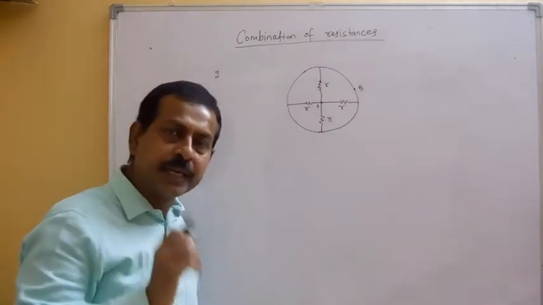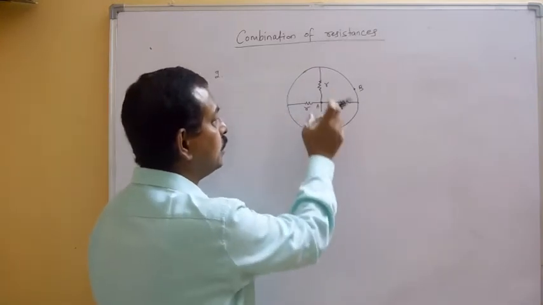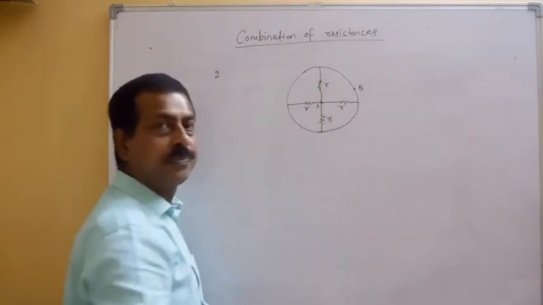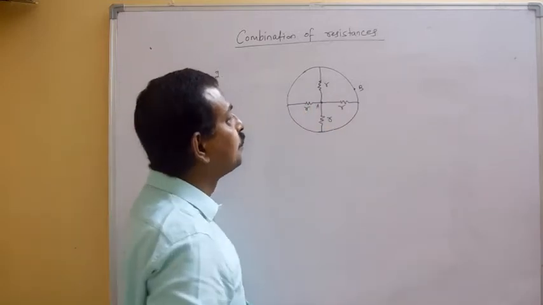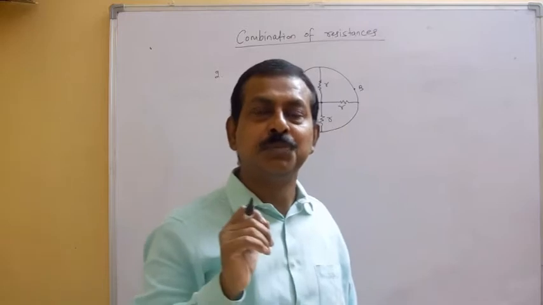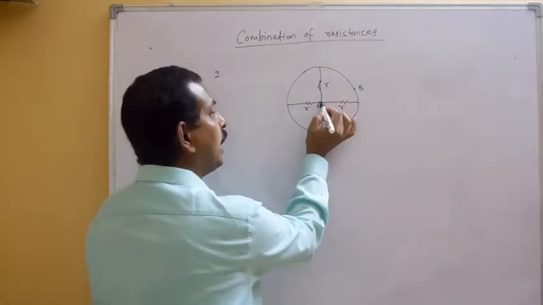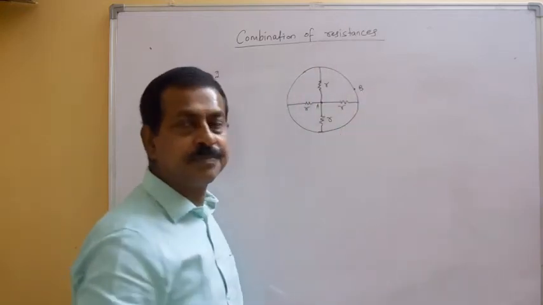This is the second question. Suppose the resistances are connected as shown in the figure. This is a conducting wire and there are 4 resistances connected as shown here. We have to find equivalent resistance between the points A and B. So A is this point and B is any point on its circumference.